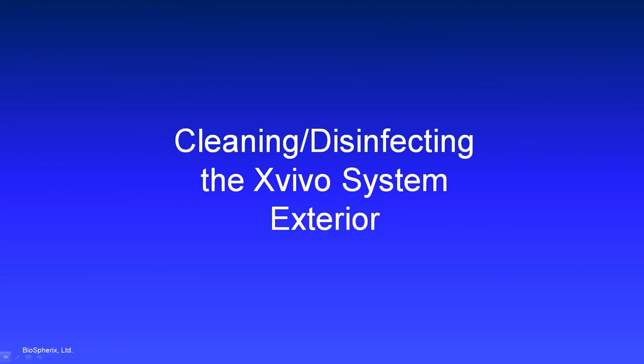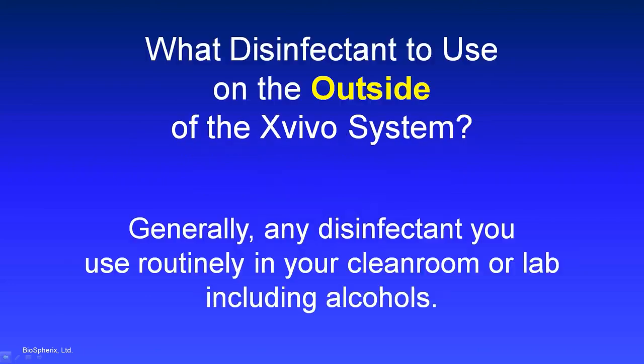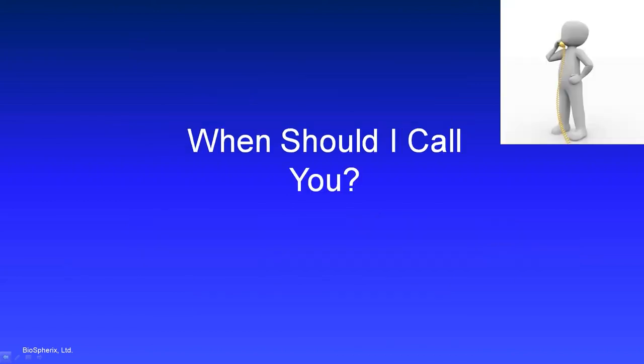Now, this is another frequent question we get. What can we clean the nose prints off the glove front with? What can we clean the outside of the Xvivo system with in our clean room? Well, generally, you can use any disinfectant that you routinely use in your clean room or lab. And this is a great place to use all those alcohol wipes that you're not using inside the Xvivo system. Use them for cleaning the nose prints off the outside or doing your routine cleaning outside.